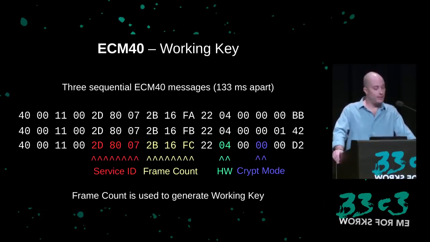The frame count is simply a 24-bit counter that increments each time the working key changes. There's a byte I've labeled hardware that has 1 bit set in it. This selects a special decryption mode that I'll come back to a little bit later.